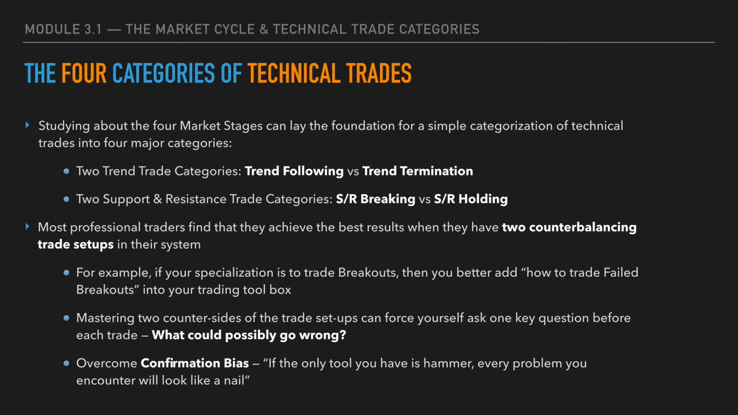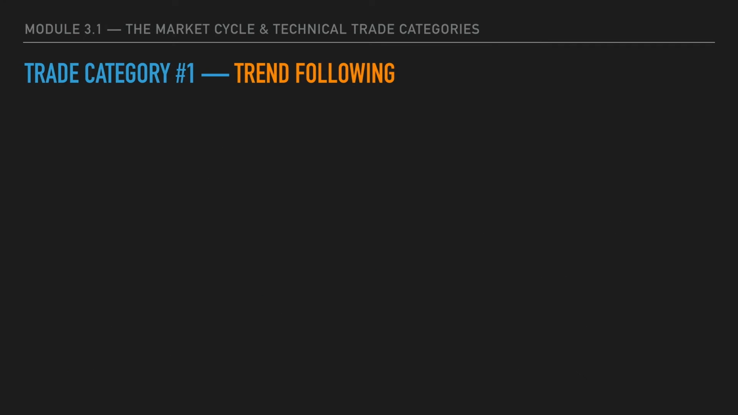In trading, we call it confirmation bias. It means whenever you make a conscious decision, your subconscious will always look for additional information that supports the decision, no matter whether that decision is good or bad. As the old wisdom says, if the only tool you have is a hammer, then every problem you encounter will look like a nail. So learning about the other side of the trade is crucial. It doesn't mean you have to take both sides of the trades. It's more to help you see the risk of the other side. Alright, let's get into more details on each trade category.